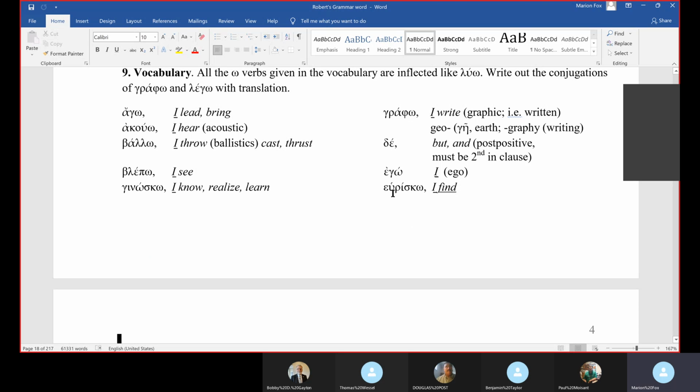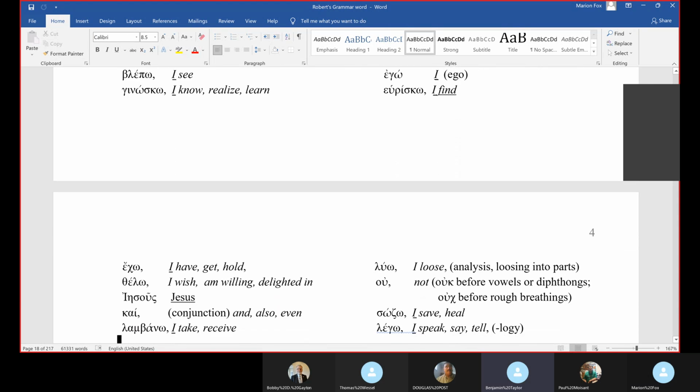Heuriskō. Now this right here has a rough breathing over it. This is a diphthong, epsilon upsilon, like in feud. Heu, but with an H sound, heuriskō. You can listen to this and try to repeat these words yourself and listen to them on the internet. Okay. I find. And our English word eureka, I have found it.